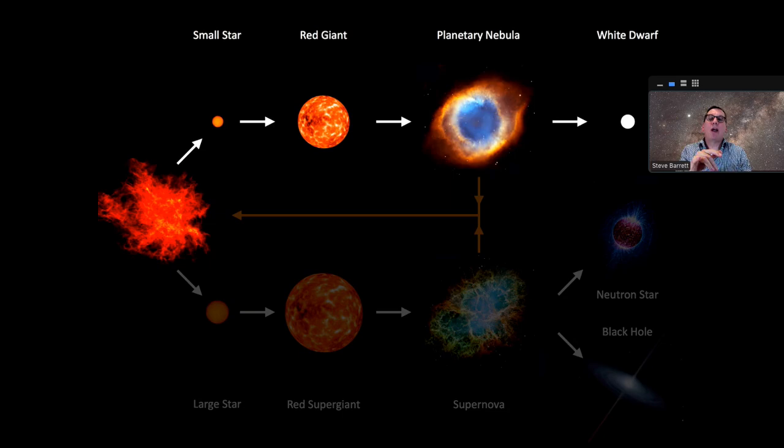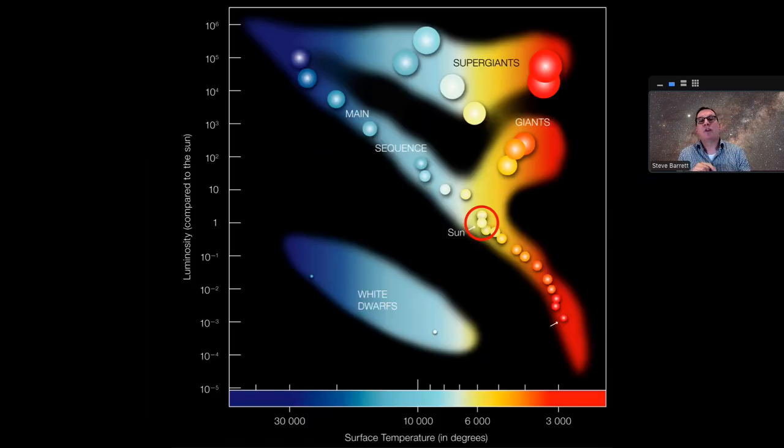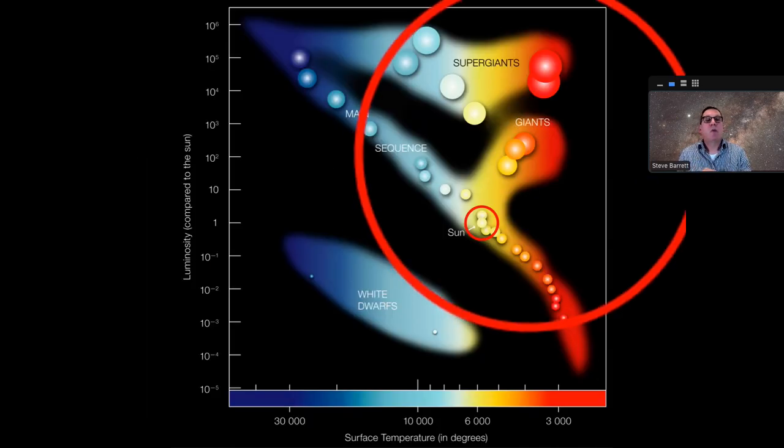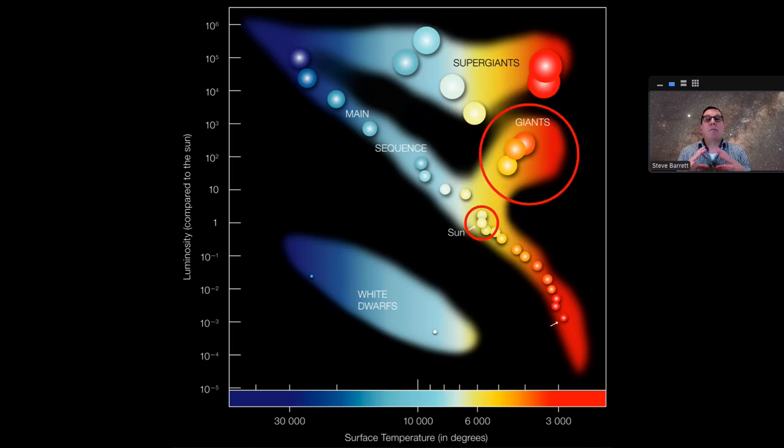If we look at where red giants and white dwarfs occur on our previous diagram, well, red giants are up here. They're much larger, they have a much larger surface area than our Sun, so they are more luminous, so they're further up the vertical axis. But they're quite cool, maybe half the temperature of our Sun, so they're further over to the right on the diagram.